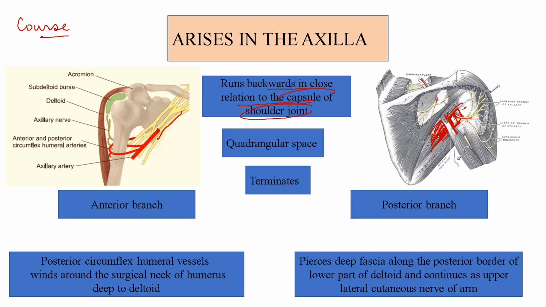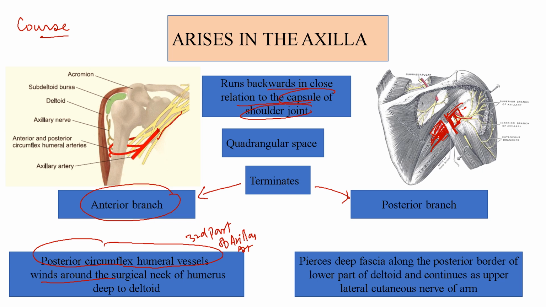Then it terminates by giving the anterior branch and the posterior branch. The anterior branch runs along with an artery, that is your posterior circumflex humeral artery, which is the branch of the third part of the axillary artery. This posterior circumflex humeral vessel arises from the third part of the axillary artery, and it is accompanied by the anterior branch of the axillary nerve. Then it winds around the surgical neck of humerus. That is why injury of the surgical neck of humerus can lead to injury to the axillary nerve, and that can lead to paralysis of the deltoid muscle.